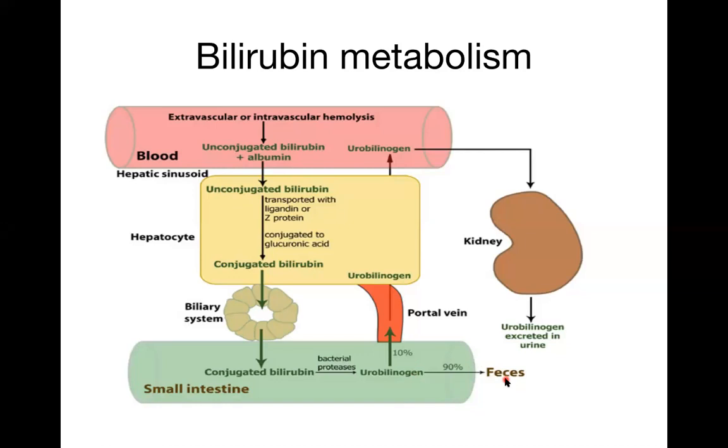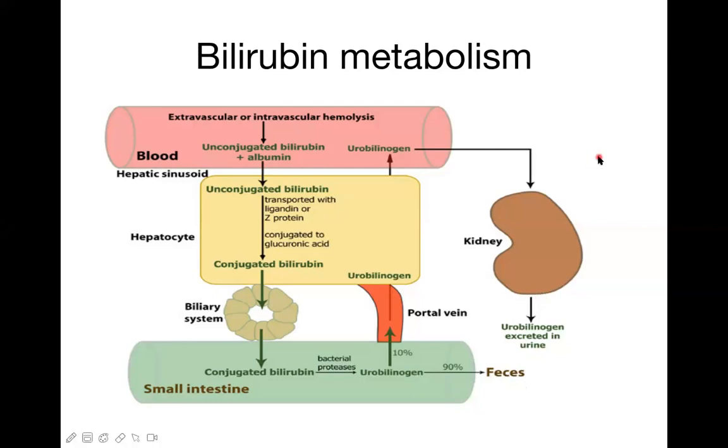Now, what happens in obstructive jaundice? If there is complete blockage of the bile duct, and no bilirubin is passing into the small intestine, what would be the color of the stool in that case? Yes, clay color. Pale, very pale. Very good. It is called clay color, or you can also say very pale looking stool.